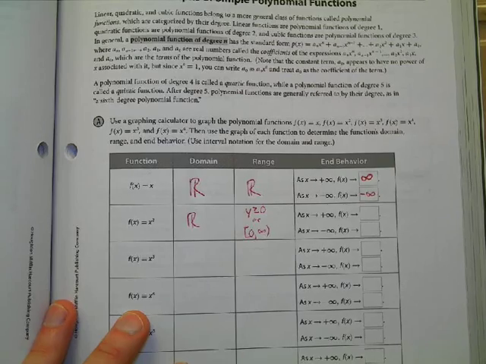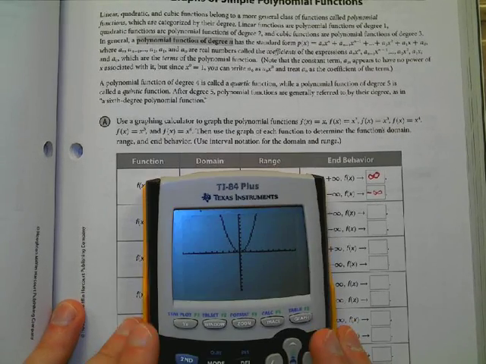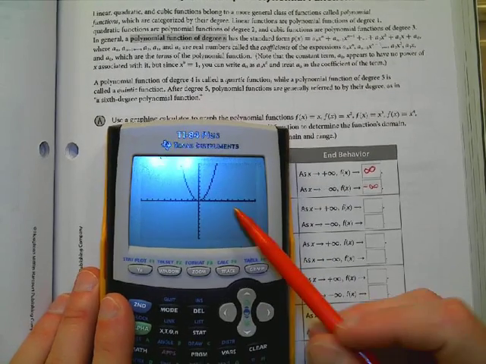All right, what about the end behavior? As x goes to infinity, so as the x values get bigger and bigger and bigger, what happens to the value of our function?